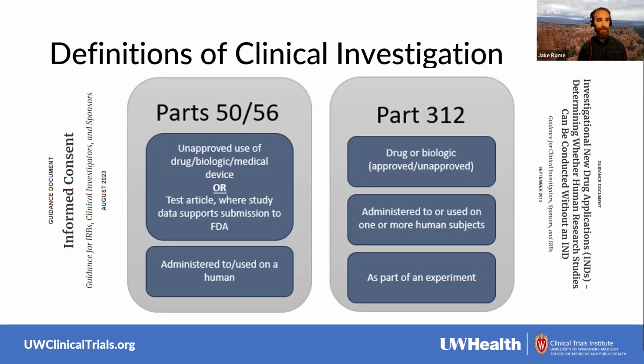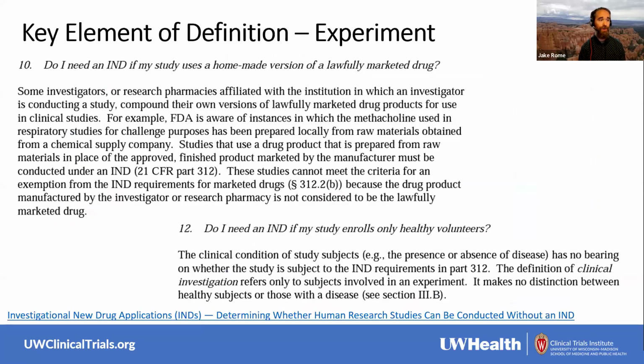As I mentioned, the definition in 312 is different. So the definition of a clinical investigation is a drug or biologic, again, approved or unapproved, administered to or used on one or more human subjects as part of an experiment. And that as part of an experiment is very important for the purposes of this definition. So what is as part of an experiment?